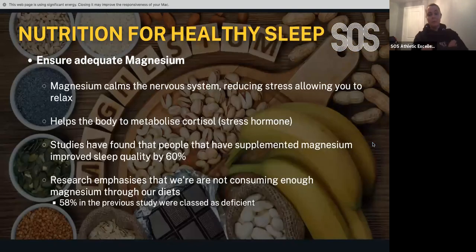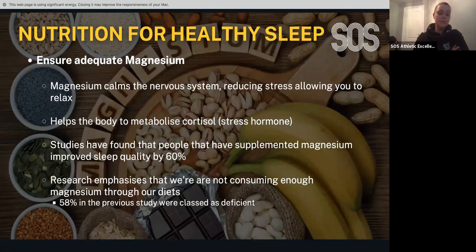And then another one we want to have plenty of is magnesium. Magnesium helps to calm the nervous system, which has that reduction on stress, allowing you to relax a little bit more. So again, just putting you in a better position to be able to relax enough to fall asleep. It also helps the body to metabolize cortisol, which we've talked about a lot, that stress hormone.